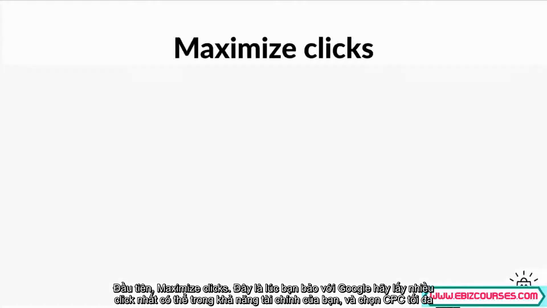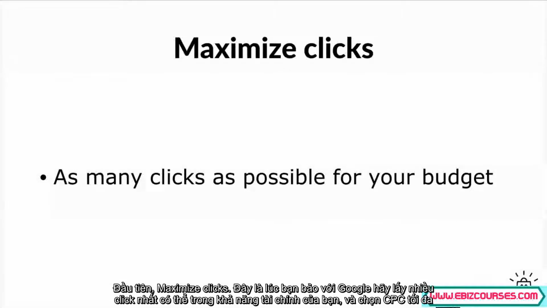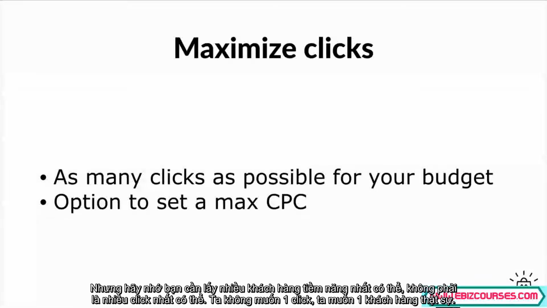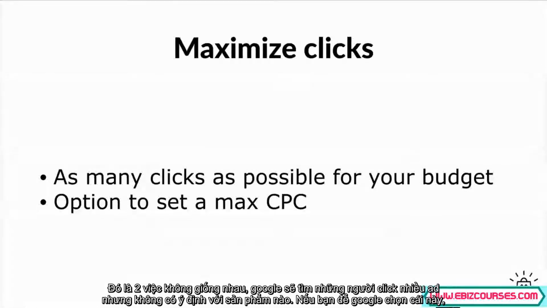So first, maximize clicks. I really have my reservations with this one, because here's what you're telling Google. Get as many clicks as possible for your specific budget. And you can set a maximum CPC. But you're telling them, get as many clicks as you can. Remember that we're trying to get as many potential buyers to the site as we can. So we don't just want clicks, we want actual buyers. And that might not be the same.